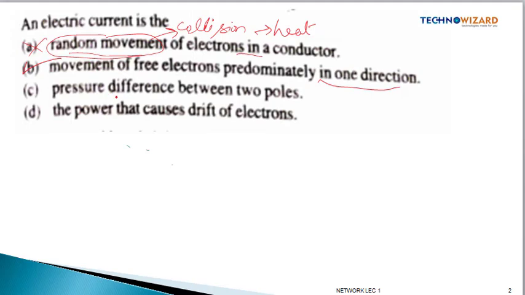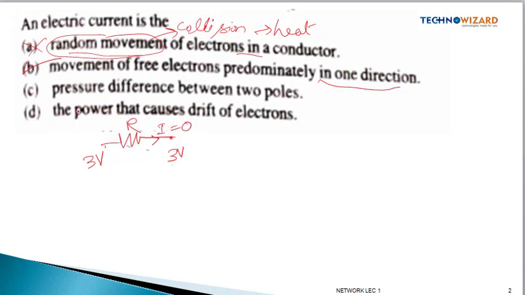The next option is pressure difference between the two poles. If you want current to flow, then potential difference is a must. For example, considering this resistance, if the potential difference between these two ends is zero, then there will be no current. If there is 3 volt potential at this node and 3 volt potential at this node too, then the current flowing through it is zero because there is no potential difference.